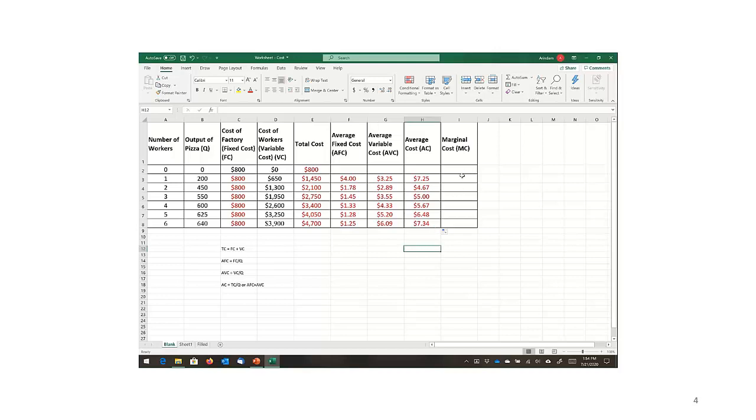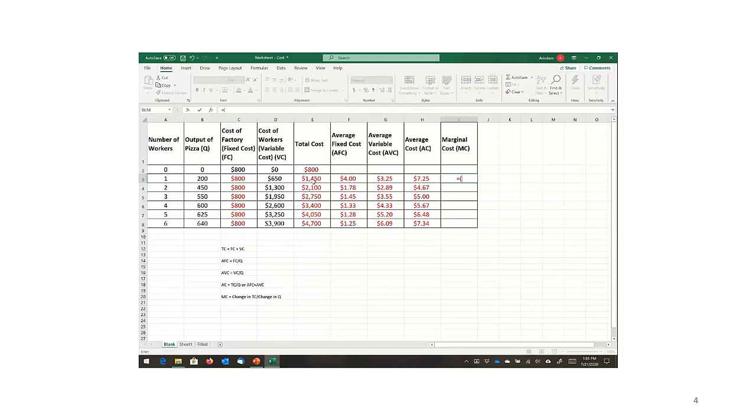And finally, we'll do marginal cost. Marginal cost is the change in total cost over change in output. So marginal cost is change in total cost over change in Q, right? So we'll try to understand how to do change in total cost.